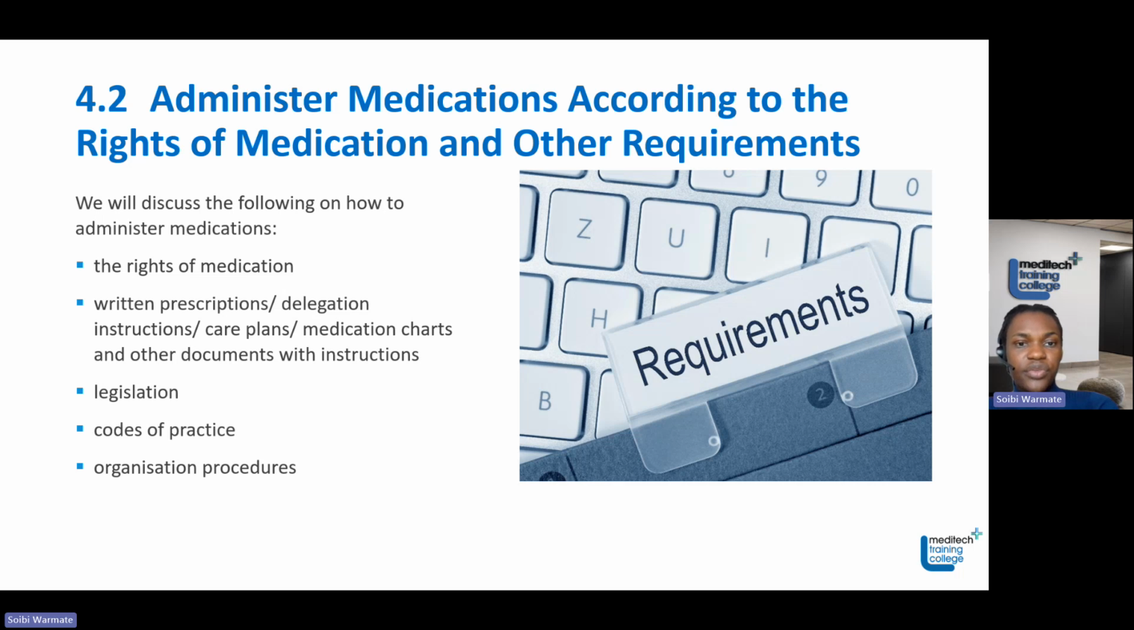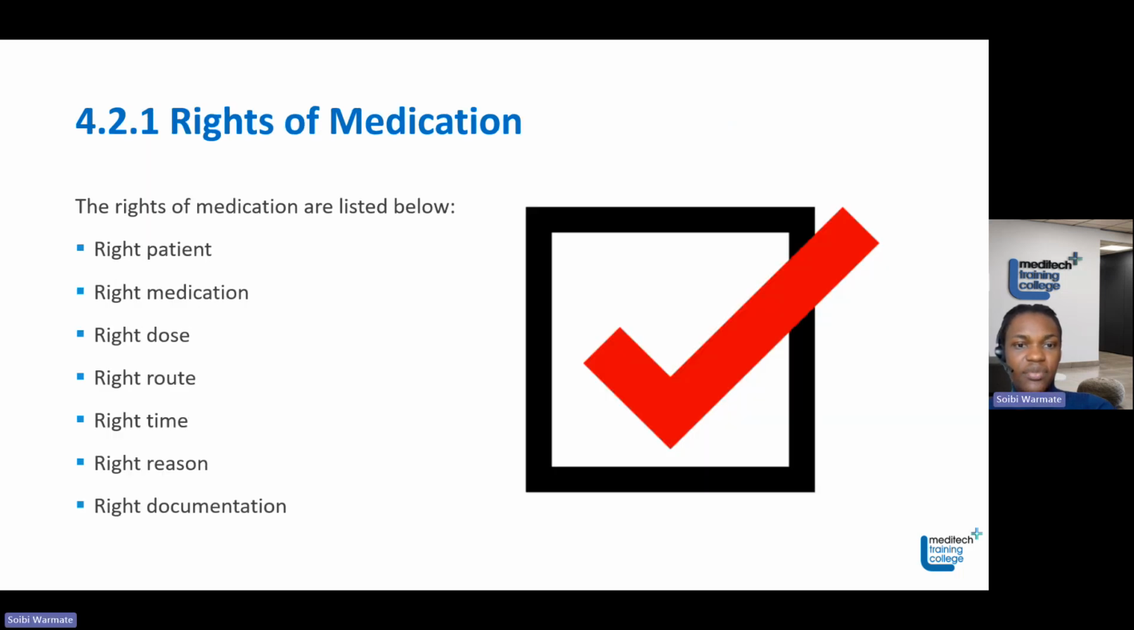Administer medication according to the rights of medication and other requirements. When discussing how to administer medication, you need to talk about the rights of medication, the written prescription, delegation instructions, care plans, the medication chart, and other documents with medication instructions. You need to talk about legislation, codes of practice, and organization procedures. The rights of medication: the right patient, the right medication, the right dose, the right route, the right time, the right reason, and the right documentation. All these rights are very important, and it's very important to go through all of them before administering medication.